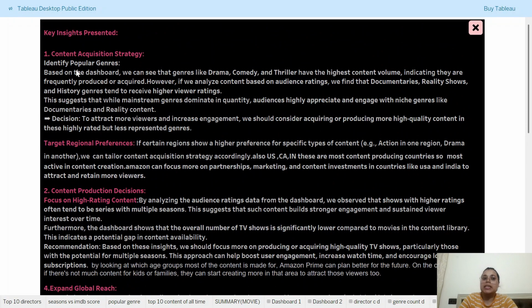Key insight, basically content acquisition strategy. Based on the dashboard, we can see that genres like drama, comedy, and thriller have the highest content volume, indicating they are frequently produced or required. However, if we analyze content based on audience rating, we find that documentaries, reality shows, and history genres tend to receive higher viewer ratings, which we already talked about. So what decision do we need to make to attract more viewers and increase engagement? We should consider producing more high quality content in those particular genres, right?